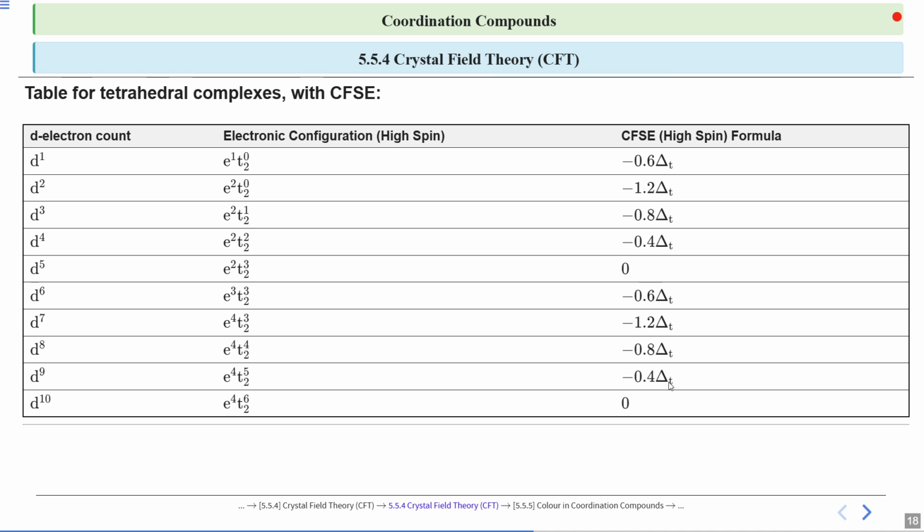If you observe the pattern, the d1 CFSE and the d6 CFSE are similar. Similarly, the d2 CFSE and the d7 CFSE are similar, d3 and d8 are similar, and d4 and d9 are also similar, right? You can predict this by using the formula for the CFSE calculation.